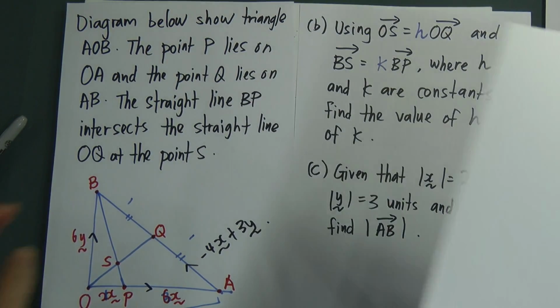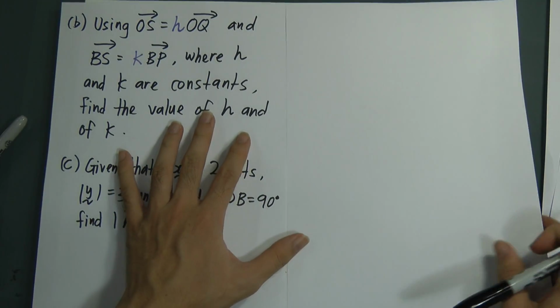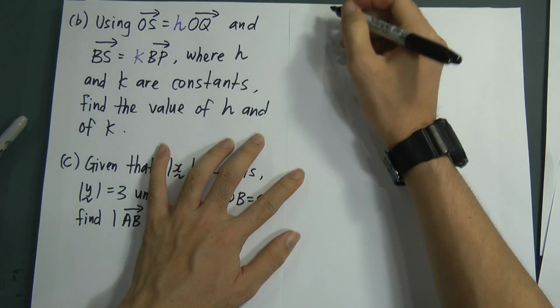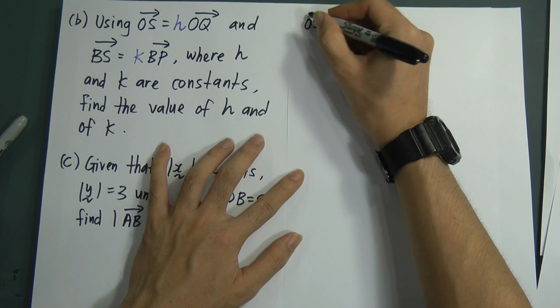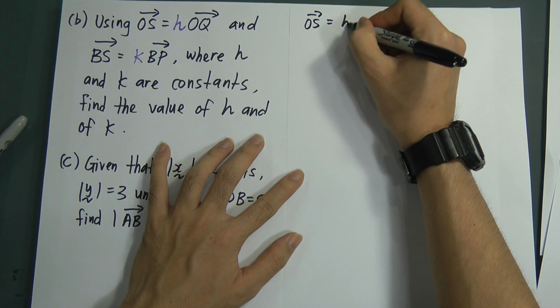So let me show you part B. I'm going to write out whatever you have here. OS will equal HOQ.